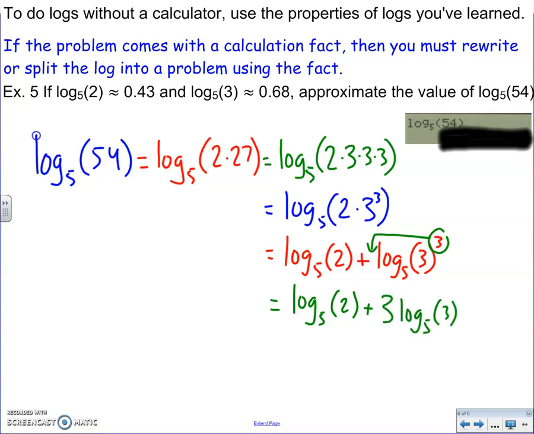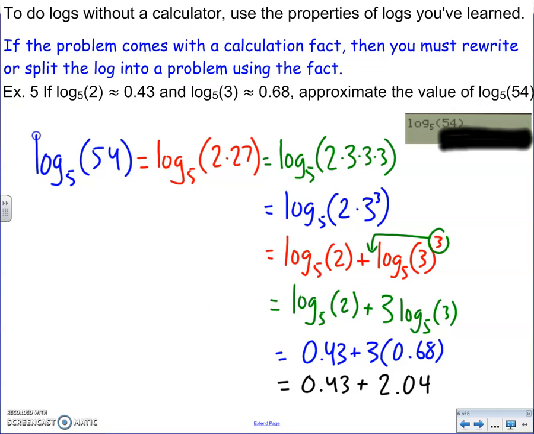And now I'm going to use substitution. So we know log base 5 of 2, they said is 0.43, plus 3 times log base 5 of 3 is 0.68. Now we just calculate that. That's pretty simple. 0.43 plus, let's see, 7, 14, 21, 2.04. Alright, and then combine those two. Final answer, 2.47. That's what I got. Alright, if I erase this right here, log base 5 of 54 is about 2.47.